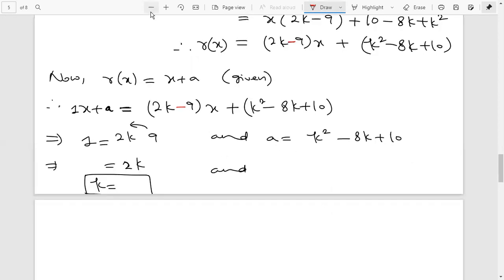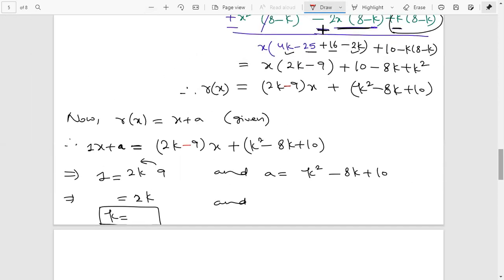You can also see from above 2k minus 9 always, because 4k minus 2k, 2k minus 25 plus 16 will be minus 9, not plus 9, minus 9. So minus 9, here also minus 9. So 9 will go to the left hand side, this will be 10. So k will be 10 by 2, that is 5.